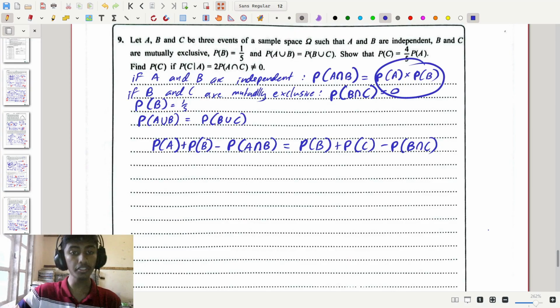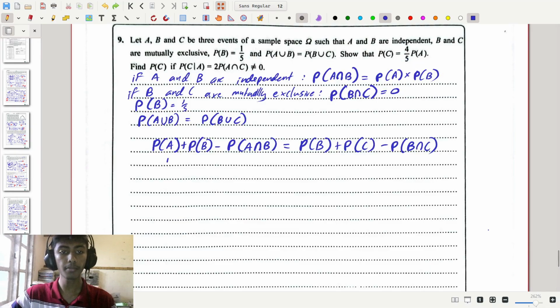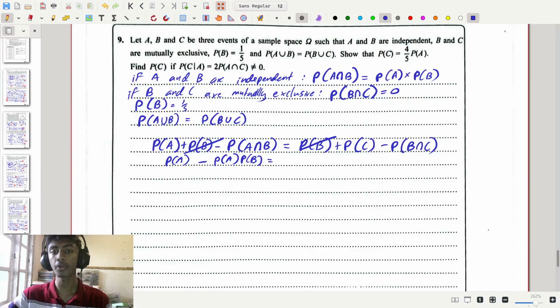So we can actually directly substitute both of those in to get that P of A plus P of B, but on the other side we also have P of B, so I'm actually going to cancel those two out, minus probability of A intersect B, which is going to be probability of A times the probability of B, is equal to, and on the other side we have probability of C minus 0. So we can write minus 0.